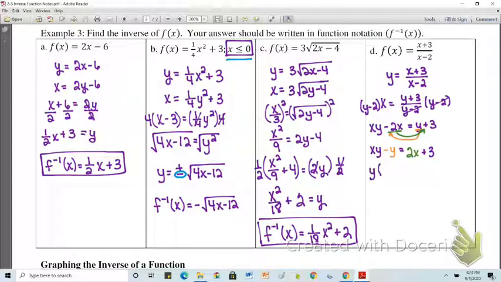So when I pull the y out front, that leaves me with x, and y divided by y is just 1. Okay, it doesn't go away. We still need that 1 as a placeholder. Equals 2x plus 3. Now that I'm down to 1y, I can divide by x minus 1 on both sides. So my inverse function is f to the negative 1 of x equals 2x plus 3 over x minus 1.